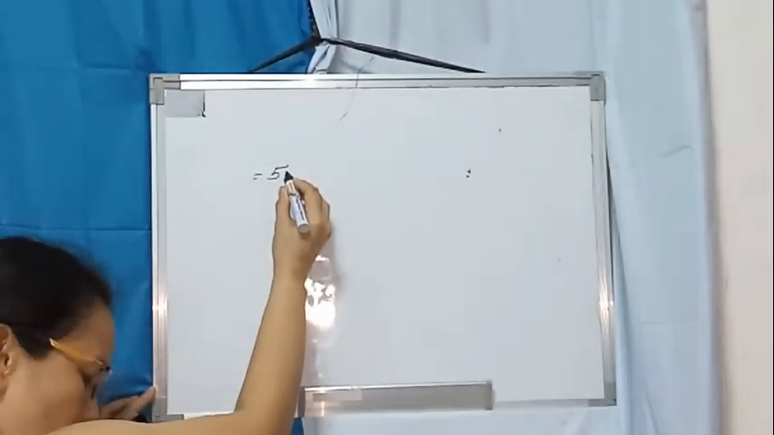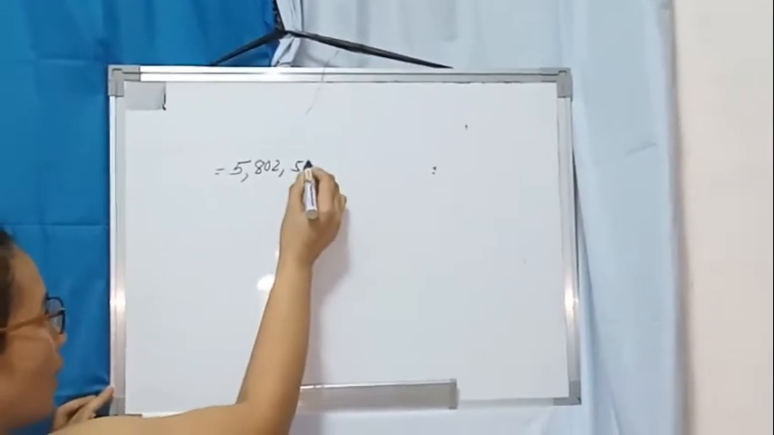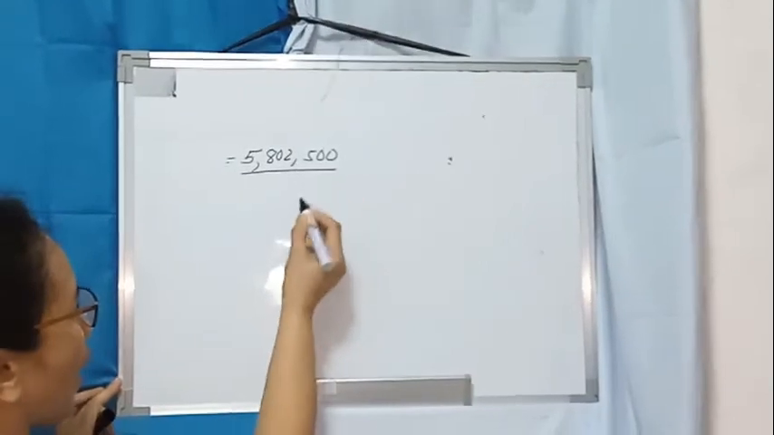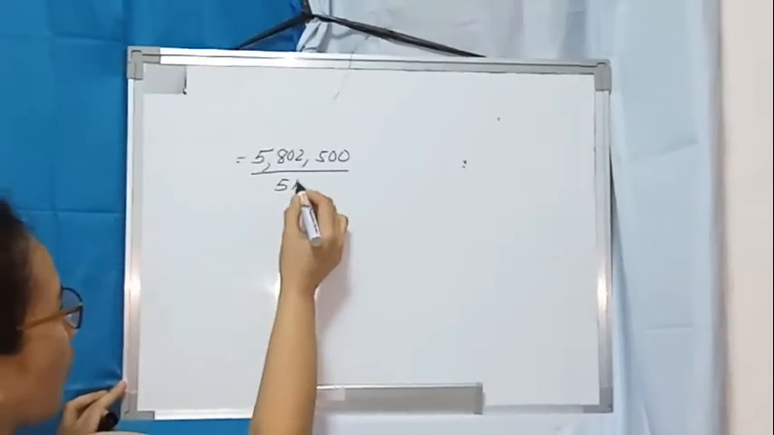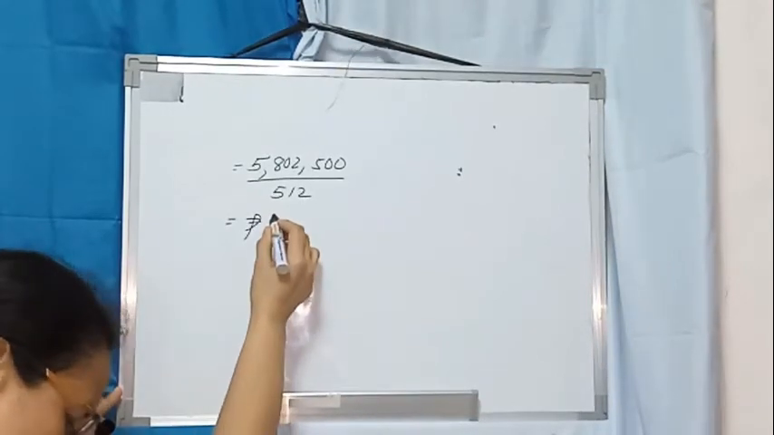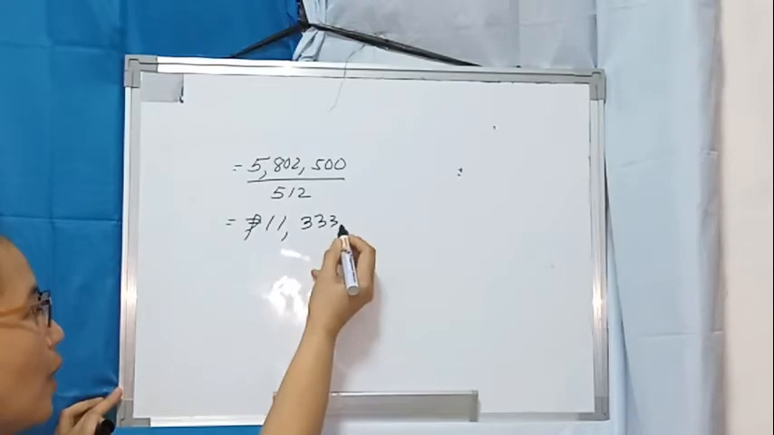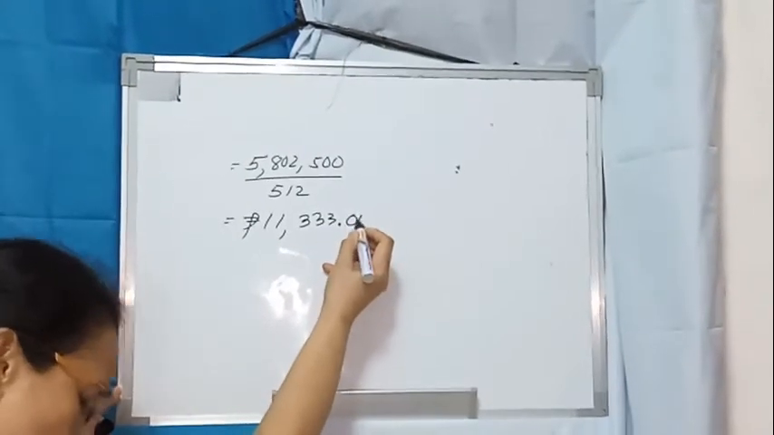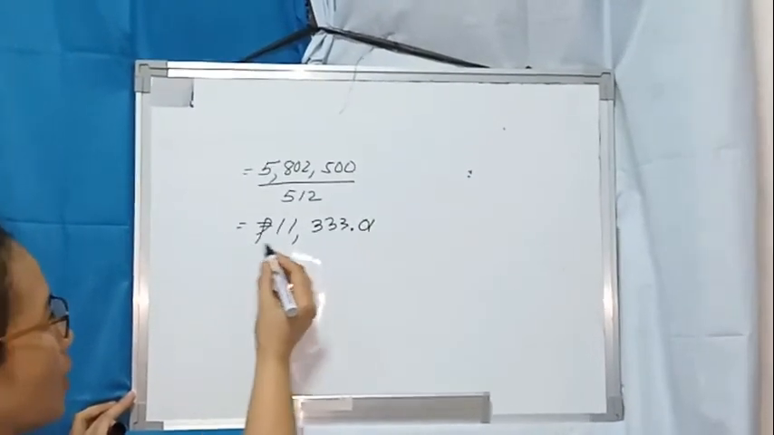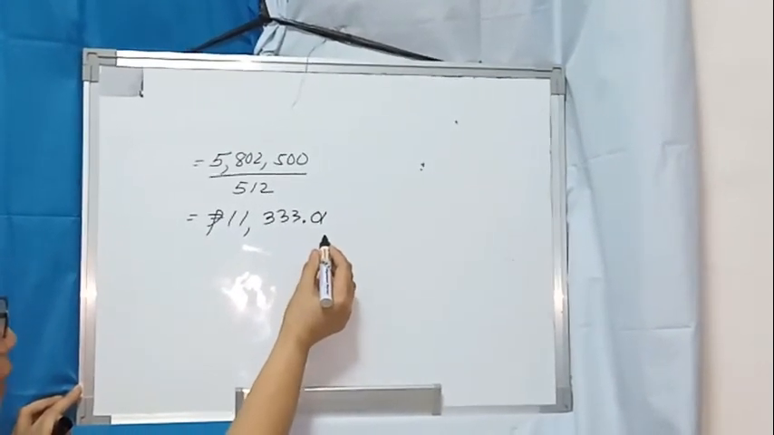So 5,802,500 divided by 512 is equivalent to 11,333.01. So, this is the total Dave saved after 10 months.